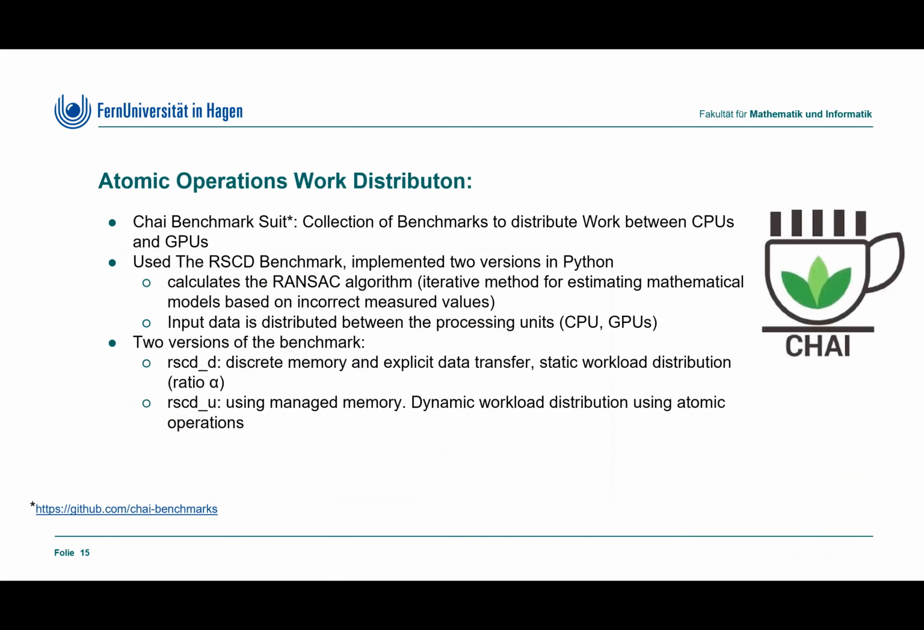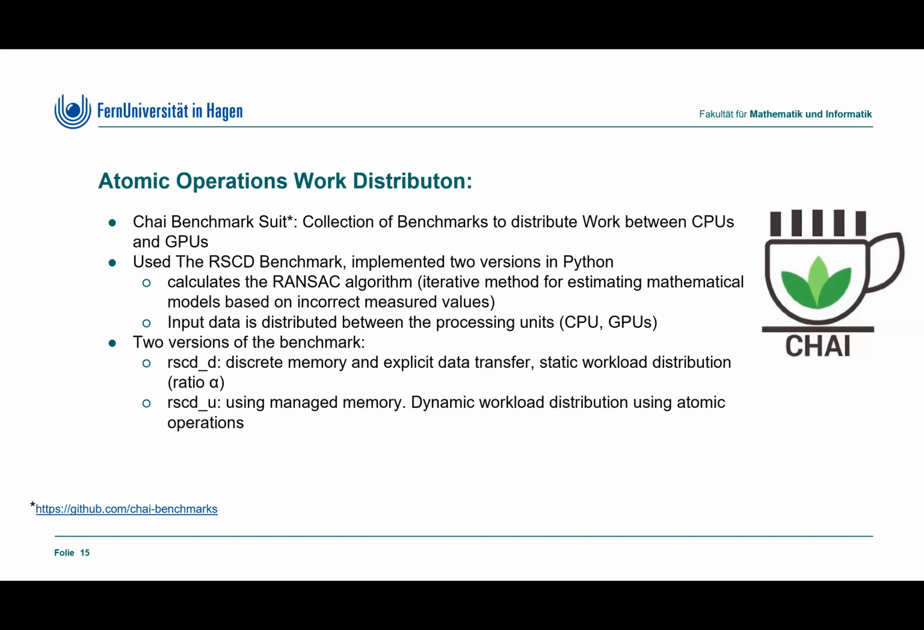The other thing we looked at are the atomic operations. For this, we looked at the Chai benchmark suite, which is a collection of benchmarks which distribute work between CPUs and GPUs. Of course, these benchmarks are all written in C and C++. So we had to translate them to Python and Numba, and we used the RSCD benchmark, and we implemented two versions of it in Python. The first version uses discrete memory, so explicit data transfers and static workload distribution. So the work is distributed between GPUs and CPUs by just partitioning the input space.